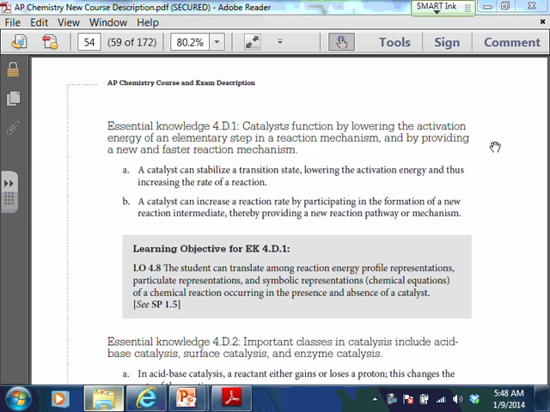Essential knowledge 4D1 basically summarizes a couple of the ways that catalysts speed up reaction rate. And A says a catalyst can stabilize a transition state, which lowers the activation energy. So if you remember from the last section when they talked about transition states, basically that's the in-between. It's basically what has to happen in order for the reaction to occur.